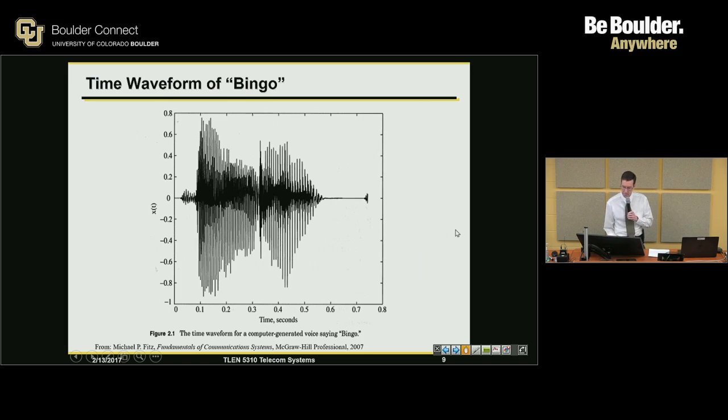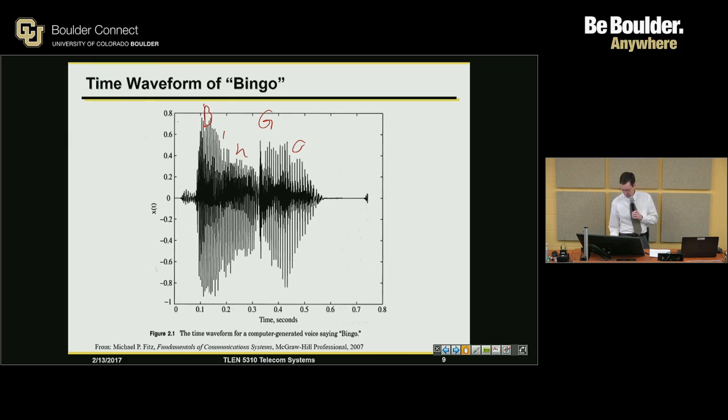This is a depiction of the word bingo in the time domain. So you can kind of look at that and imagine how that might be put together. The B is going to be louder and the G is going to be louder, right? So that's probably where the B is, and this is probably where the G is. We have B-I-N-G-O. So you've got that particular waveform in the time domain.